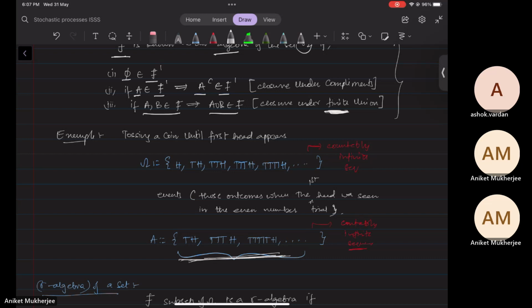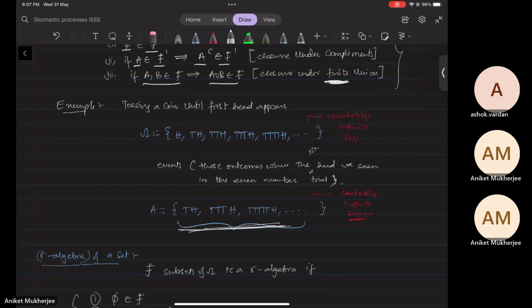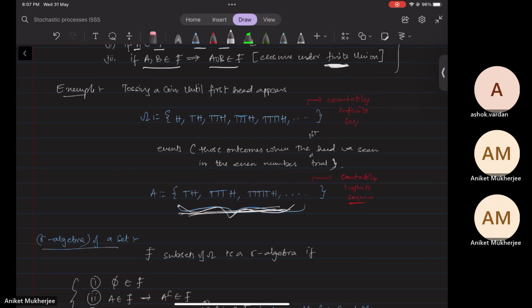So, tossing a coin until the first head appears. Now you have a countably infinite sequence in the sample space. Suppose you're interested in an event where a head was seen in an even number of trials. This is also a countably infinite sequence. To generate this, you need the union of infinitely many events.